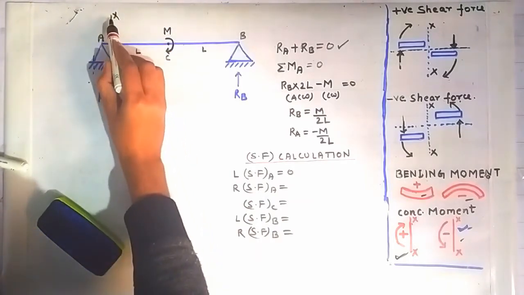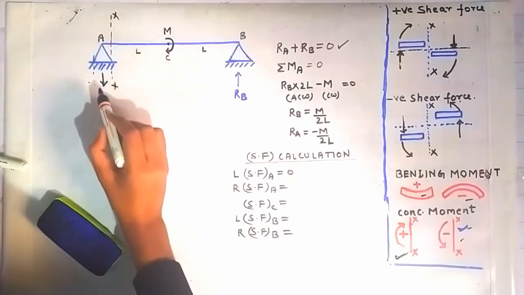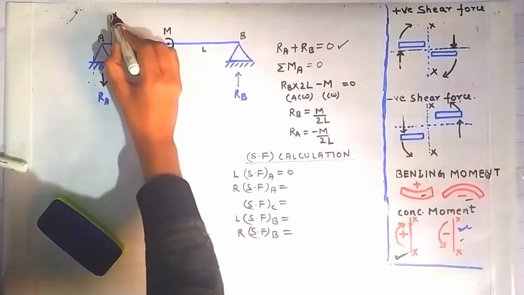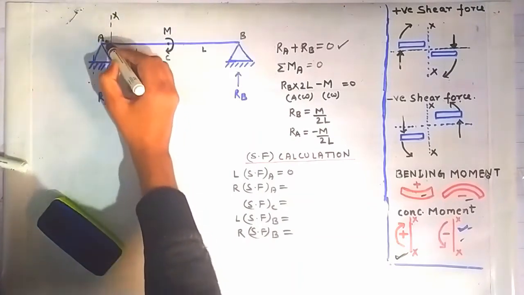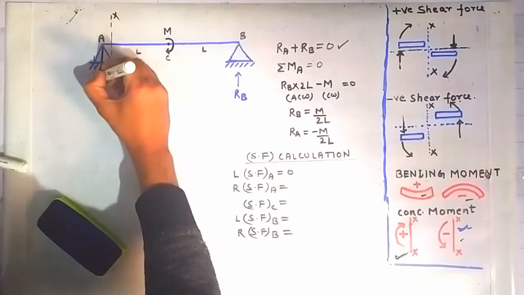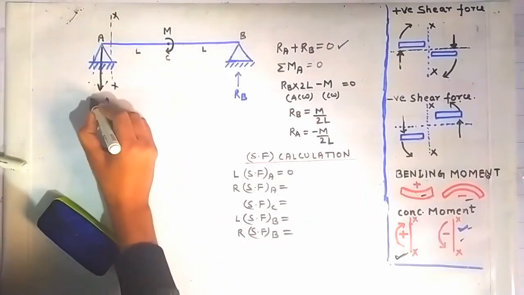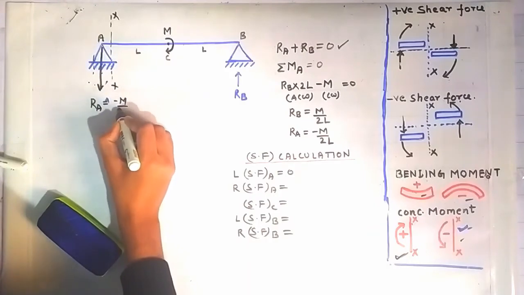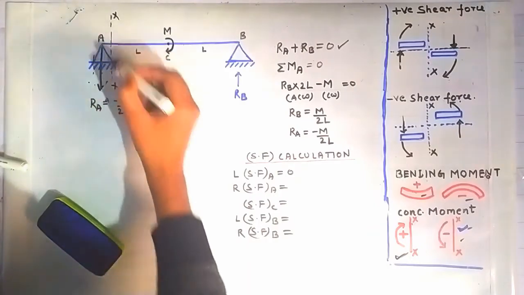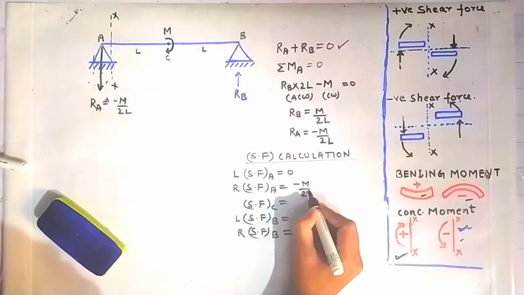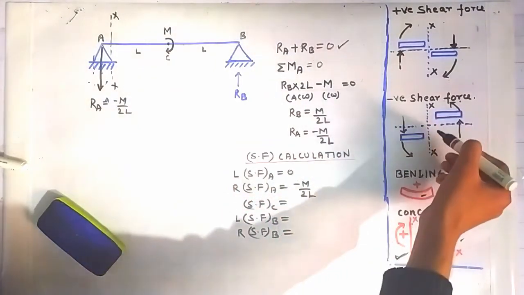Now looking at the left side of this section, you can see that only this force is acting, which is accounting for the shear force at this section XX. Because of this force RA, which is acting at this point A, vertically downward having magnitude minus m by 2L, this force will contribute toward a shear force of magnitude minus m by 2L. The negative sign is taken from this sign convention.